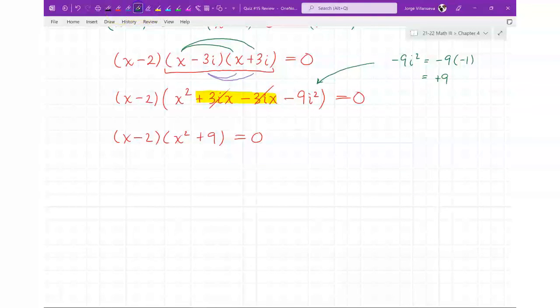Let me distribute at the end here. So we're going to distribute here and here.